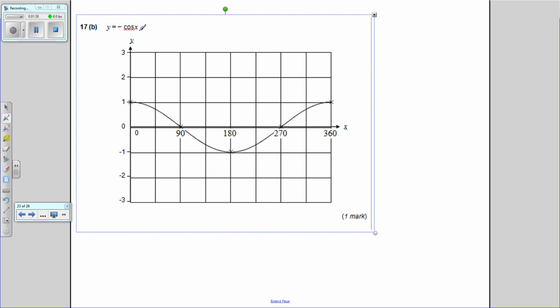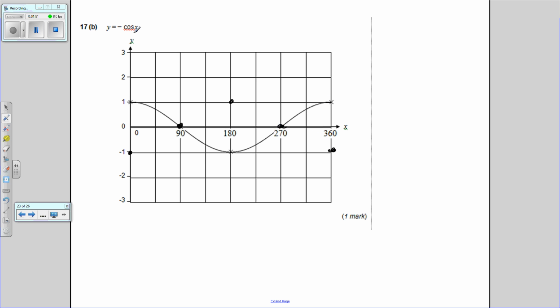This one is minus cos x, so you've got your original cos x, and all that's happened is all these answers for y have been minused. So instead of being 1, it's minus 1. Instead of being minus 1, it's 1. Instead of being 0, it's still going to be 0, because minus 0 is still 0. So again, the noughts are fixed here. This one is going to go down here.